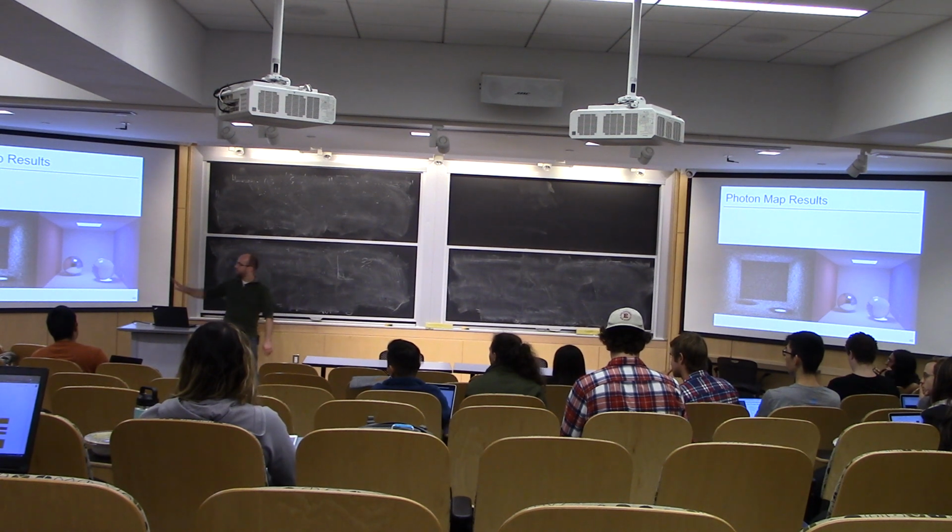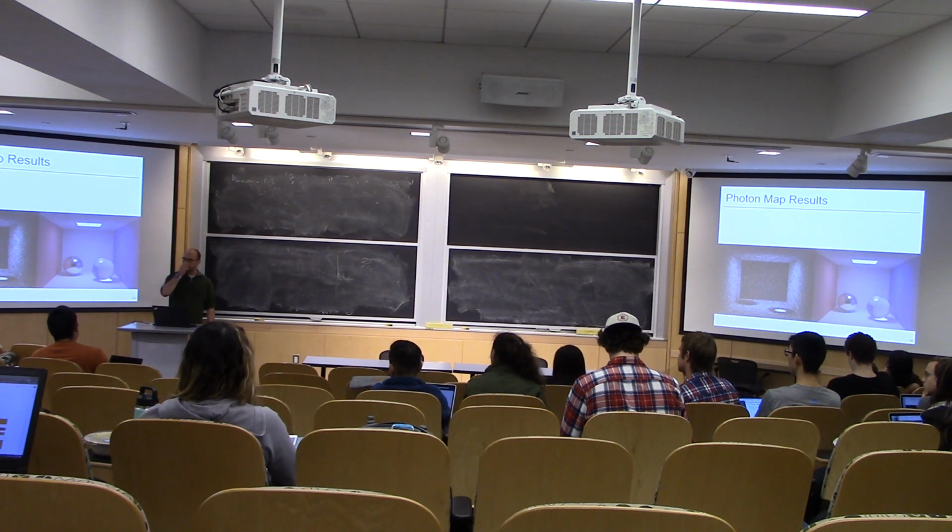Not quite. So the left image here is just the set of photons. That's just where the things ended up. The smoothing is happening here. When I render the scene, I look for nearby photons and I sort of average the result.